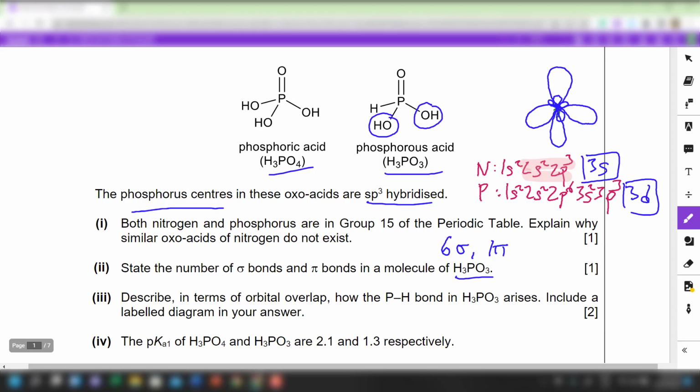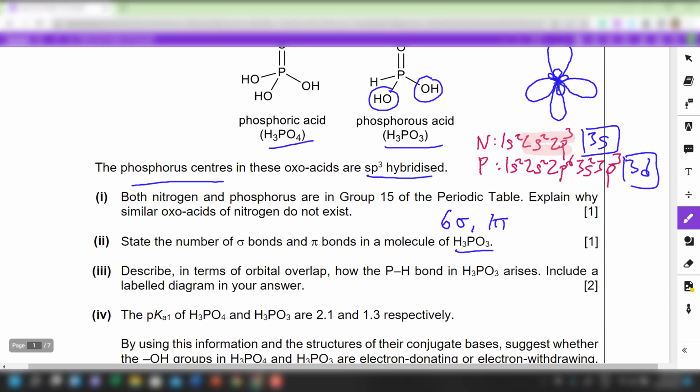If you need to review your chemical bonding, you might wish to know that for it to form a pi bond, it must have at least 1 unhybridized p orbital. But of course, this is not being asked for in the question. For part 3, you are required to describe in terms of orbital overlap how the P-H bond in H3PO3 arises. Include a labeled diagram in your answer. Total credit is 2, so the description will carry 1 mark, and the labeled diagram will carry another mark.